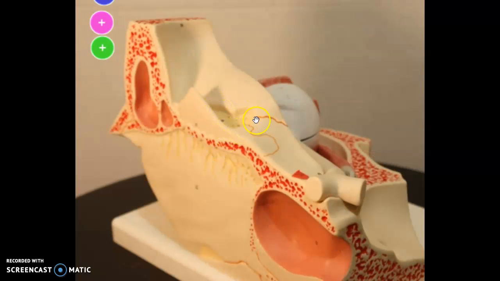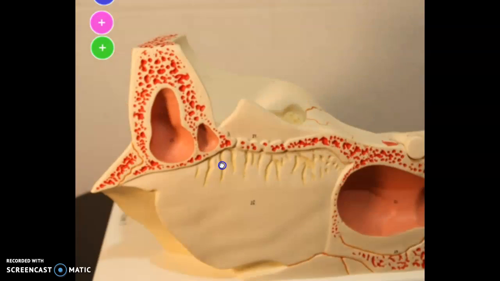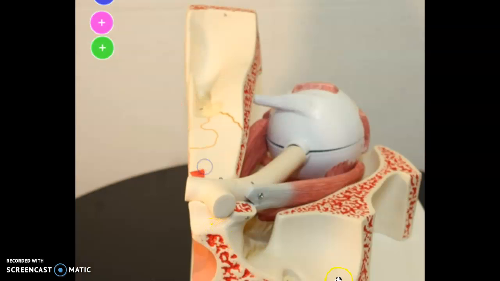I didn't do a good job of focusing here. But there's little tiny foramina. That's the plural of foramen. And what happens is you have a nerve sitting right here. It's called the olfactory nerve. And its terminus is right here. And it has little tiny bipolar cells that are sticking through here into the nasal cavity so you can smell.